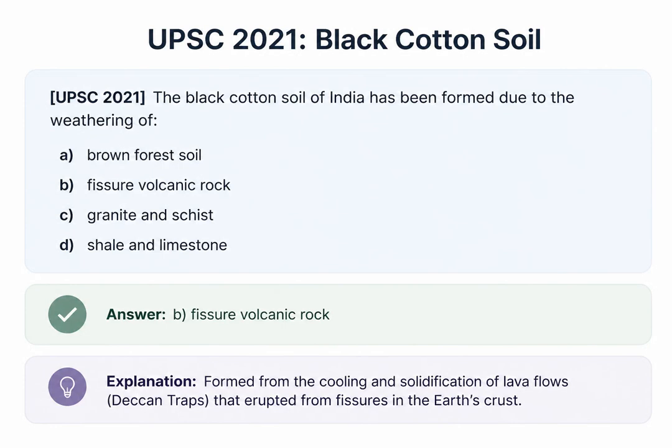Let's look at how this topic is tested. In the 2021 UPSC exam, a question asked, "The black cotton soil of India has been formed due to the weathering of what?" The correct answer is fissure volcanic rock.